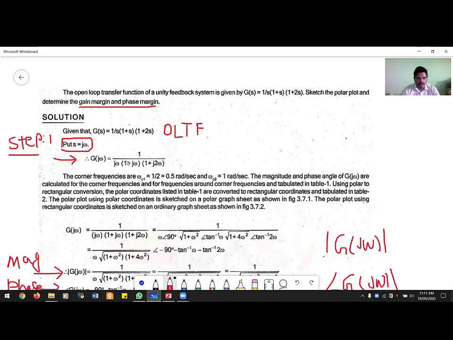Okay, so after replacing, we have to find out two things. Step 2. Like the Bode plot, where we did two calculations, the magnitude plot calculation and the phase plot calculation, here also in step 2 we are going to calculate the magnitude term and the phase term as a function of frequency.